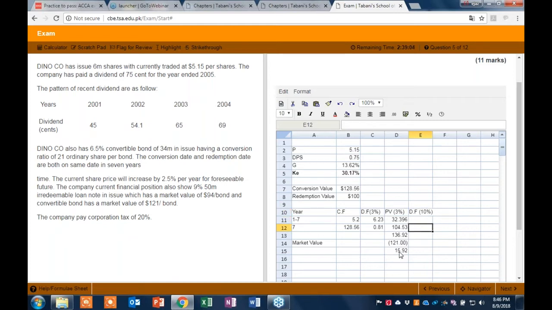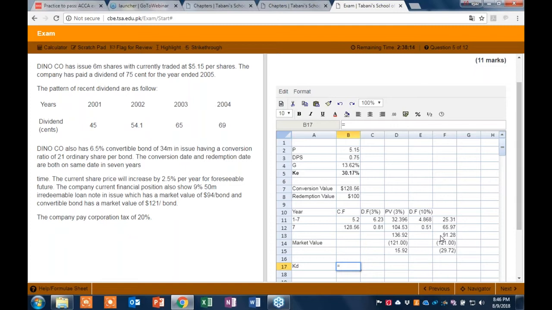So can I have the annuity factor for 10%? And I'll calculate the discount factor using the formula. 4.868, and let's calculate the present values. So we've got negative NPV as well. Let's calculate IRR, which is cost of debt.